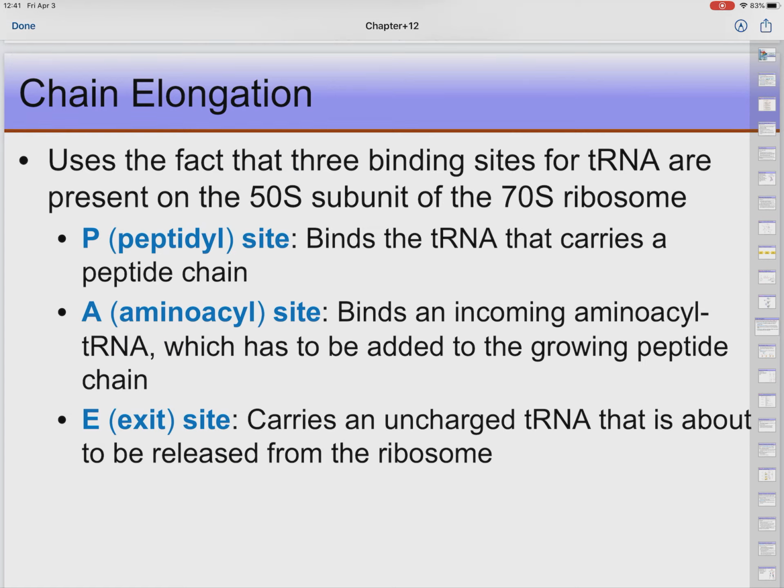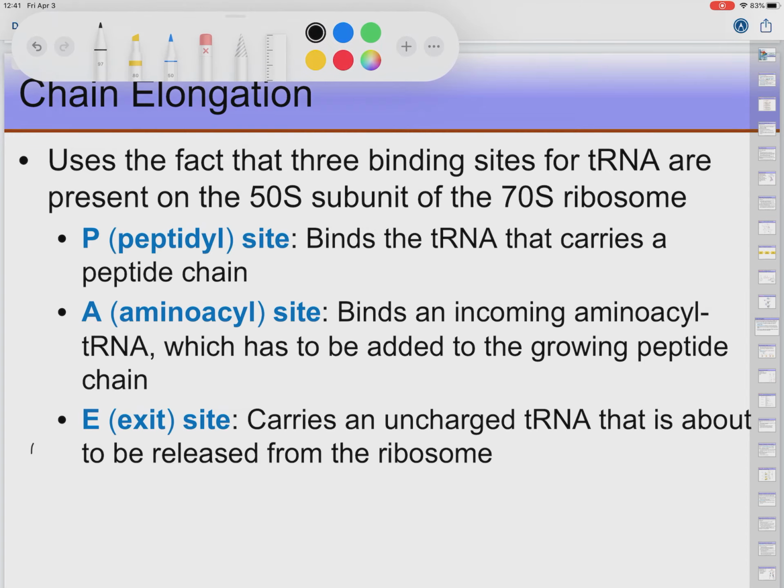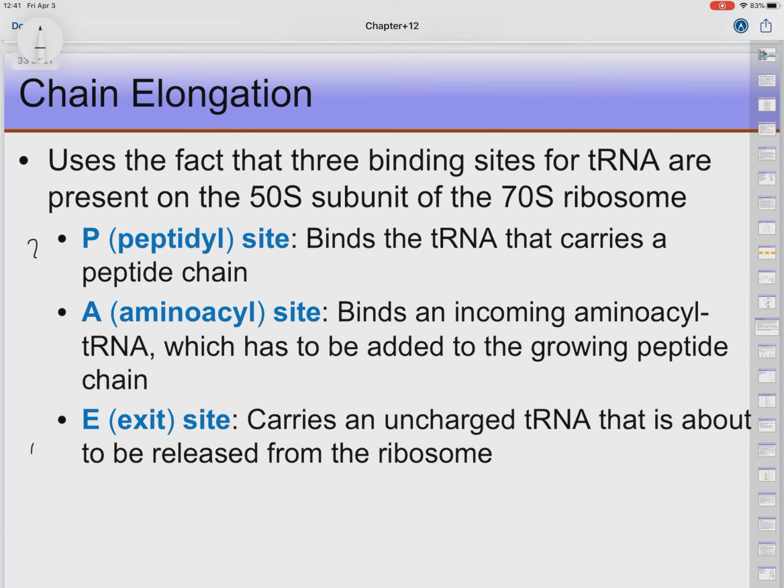All right, chain elongation. This is where we're actually going to form peptide bonds. The ribosome's going to move along the mRNA or pull the mRNA through it, and we're going to basically grow the peptide. So there's a few sites that are important here. We're going to call them the E site, the peptidyl site, and the amino acid site. So E, P, and A. So I'll just show you the diagram.